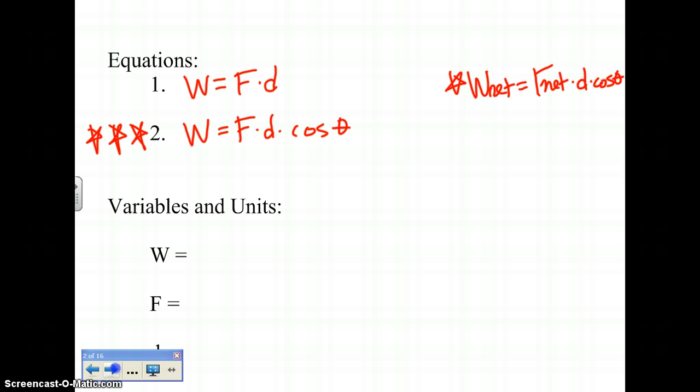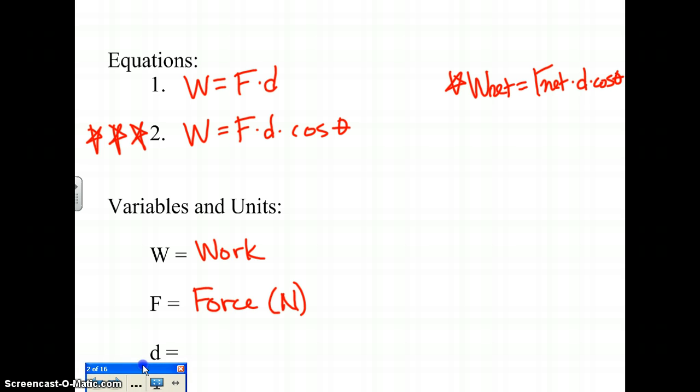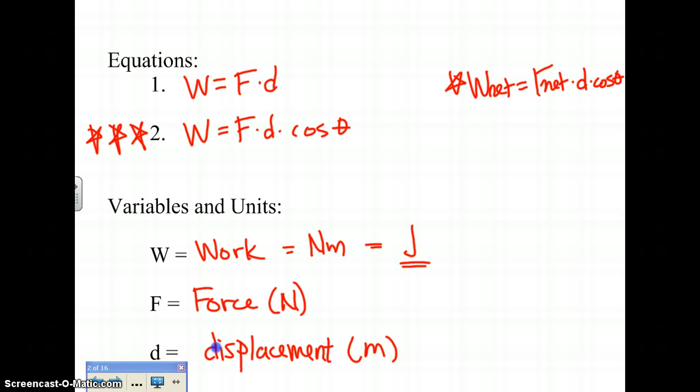So looking at this, W stands for work. Your force is going to be your F, and force is measured in newtons. And your D is going to be your displacement. I know it looks kind of goofy, right? Because we know displacement as X, but your displacement will be measured in meters. So technically work is going to be a newton meter. We call a newton meter a joule.